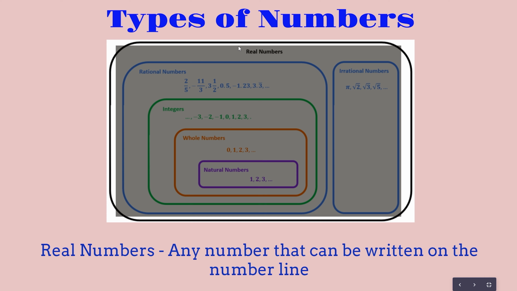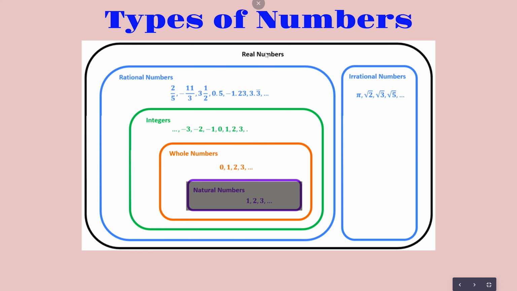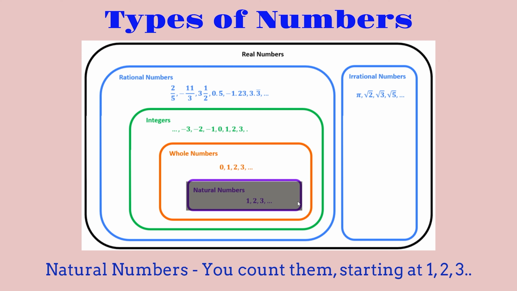So let's now move on to the next section, which would be the rational numbers. Here we can see that real numbers branch off to two different boxes. One is rational numbers and another one is irrational numbers. We're going to cover irrational numbers later, and we're first going to start off with rational numbers. The smallest part of a rational number is called a natural number. A natural number is a counting number, so you can count them starting at 1, 2, 3, all the way to infinity.